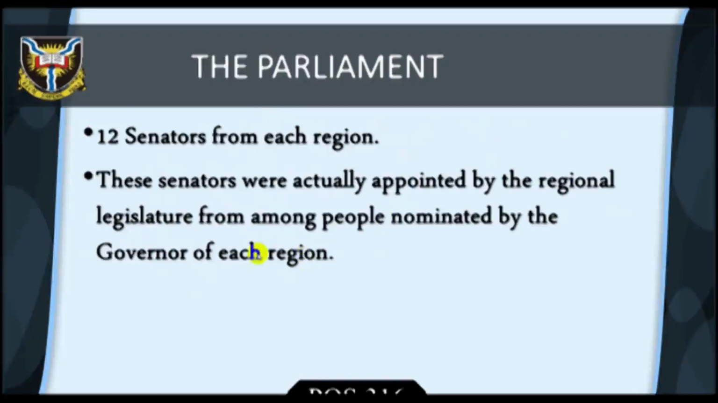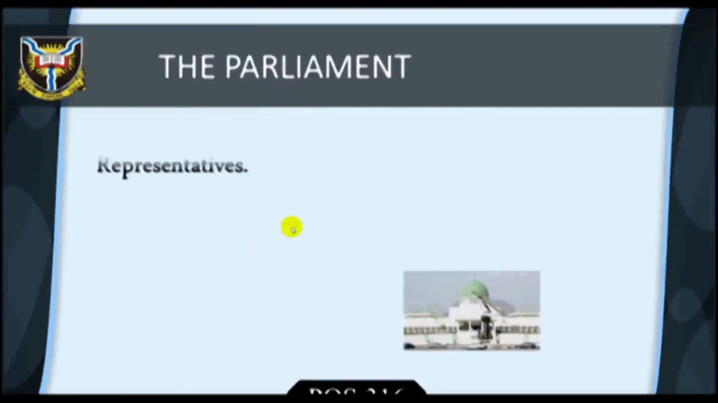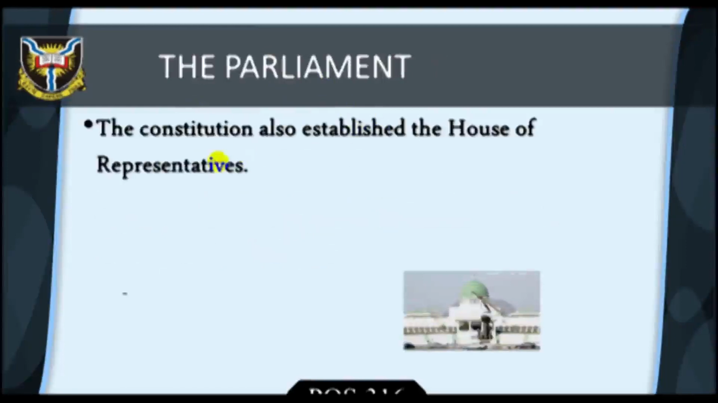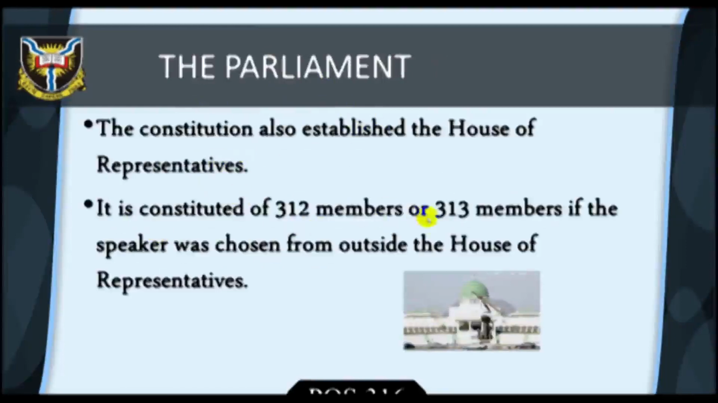There were 5 other members that were expected to be appointed by the President on the advice of the Prime Minister. The Constitution also established the House of Representatives. It constituted of 312 or 313 members. If the Speaker was chosen from outside the House of Representatives, the minimum age was 21. He must not be bankrupt, have no criminal record, and have a positive image within the community. He must also contest an election in a federal constituency and win.